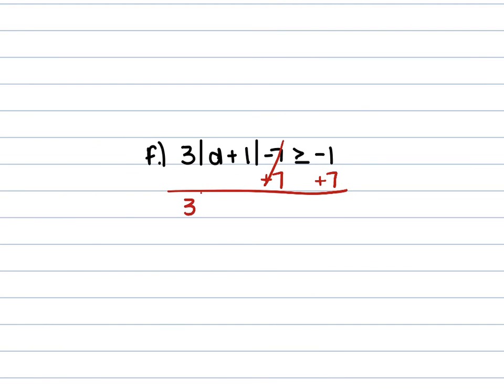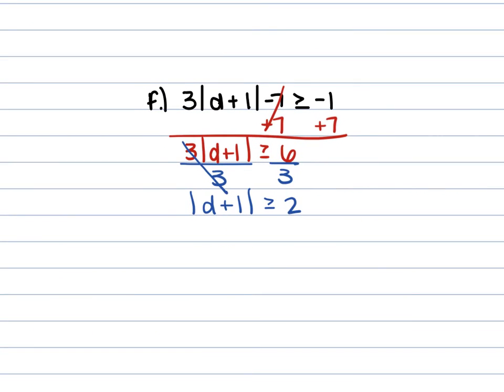We have 3 times the absolute value of d plus 1 is greater than or equal to -1 plus 7, which is 6. From here, we would divide each side by that 3 and have the absolute value of d plus 1 is greater than or equal to 2. Now you can ask yourself, since the absolute value is isolated, the absolute value of any number is a positive number. Is it possible for a positive number to be greater than or equal to 2? Yes. So we're going to separate this into two inequalities.